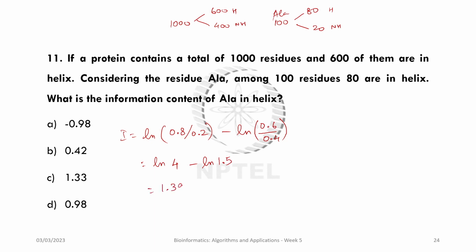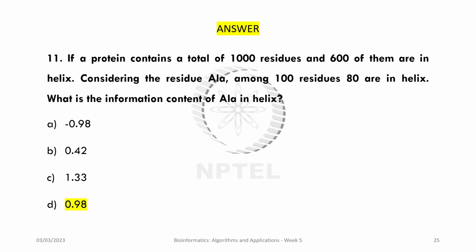ln of 4 was 1.39 minus ln of 1.5, which is 0.4, which gives you 0.98. This was 0.386 before, I think. Yeah, if you go by that, you will get a nice 0.98 answer for this. It's not negative, not this, not this. The right answer is D. Thank you all for answering.